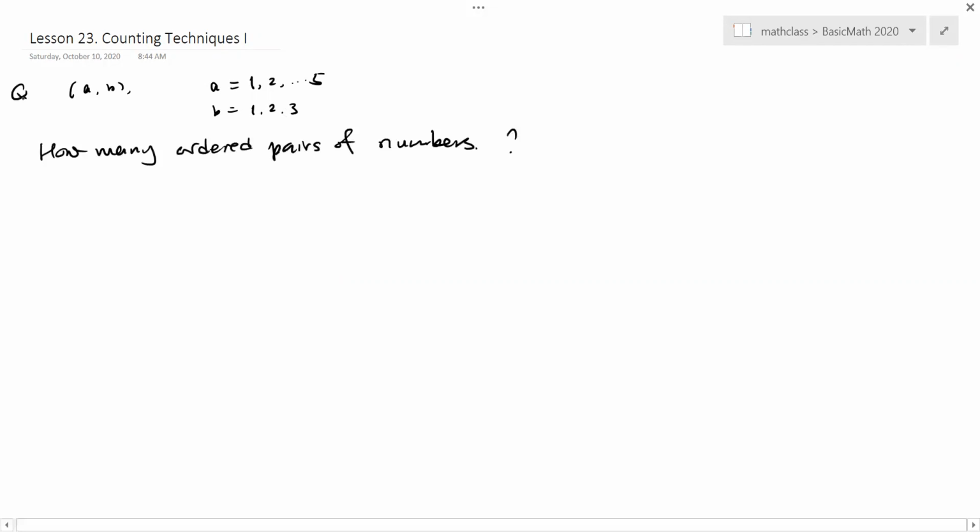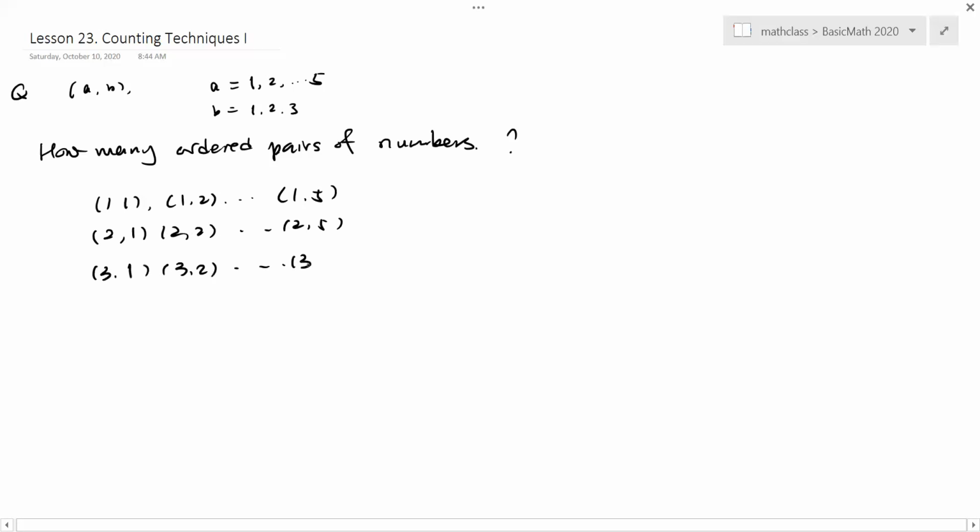We'll begin with that. To do that, you say, let's multiply them out. The reason we need the product is because we can list them in a square: 1,1 and 1,2, up to 1,5, and then 2,1, 2,2, all the way to 2,5, and 3,1, 3,2, up to 3,5. So you get a kind of rectangle.